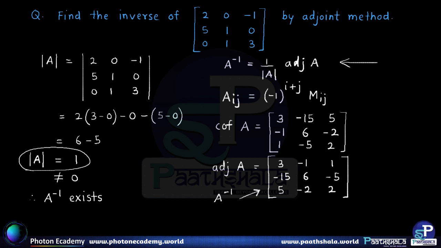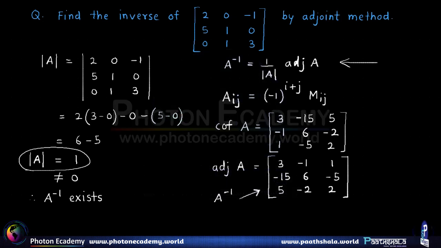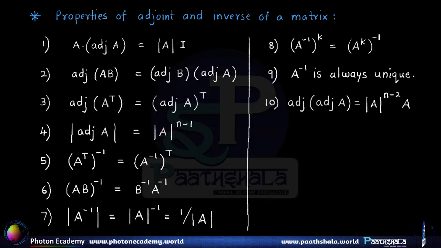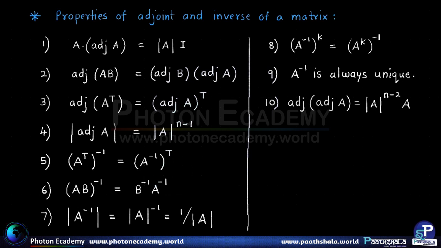Now let us move ahead and see some properties of adjoint as well as inverse of a matrix. These are some general results which can be directly used. So here are those results. First one is product of A into adjoint of A is equal to determinant of A into I, where I is the identity matrix of the same order as the matrix A.